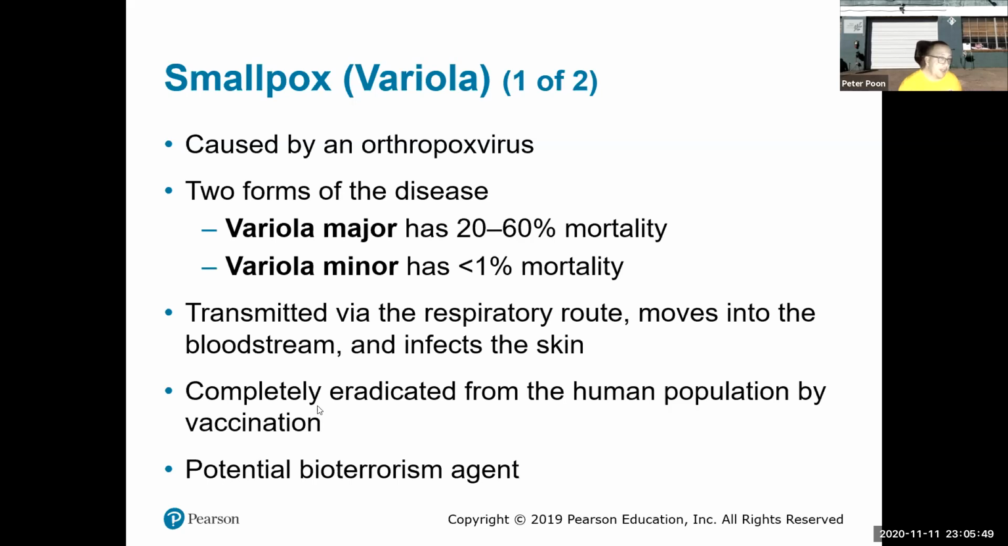It was completely eradicated from the human population by vaccination. This is one of the great successes of the WHO. Right now, there's only two places where smallpox actually is. One is Fort Detrick, which is the Army Medical Disease Center, like the military wing of the CDC. And the other one is in Russia, in the Russian equivalent of the military wing of the CDC.